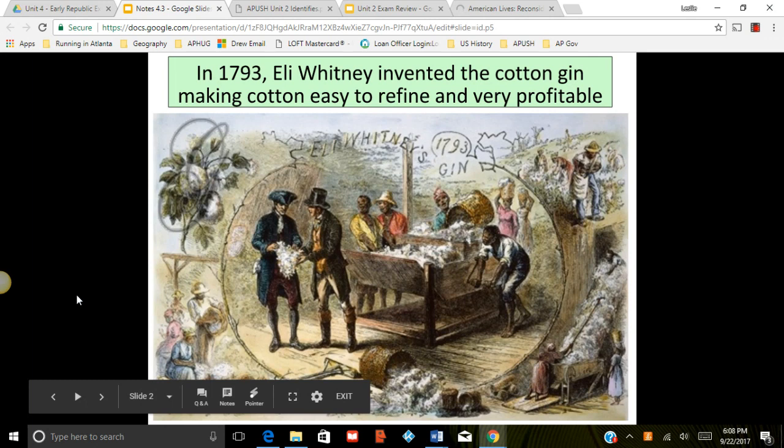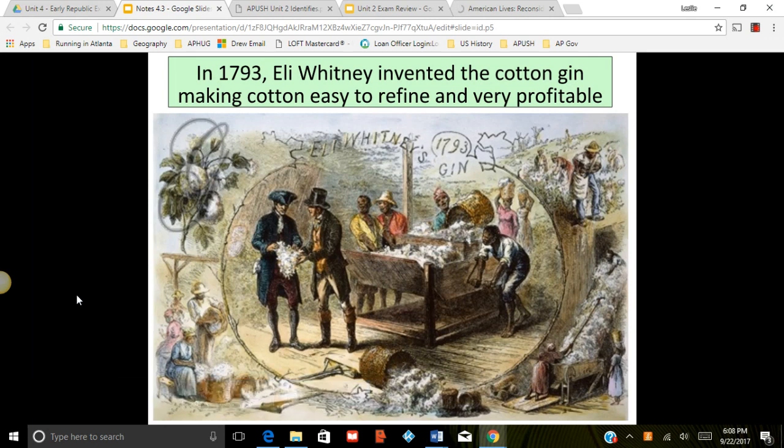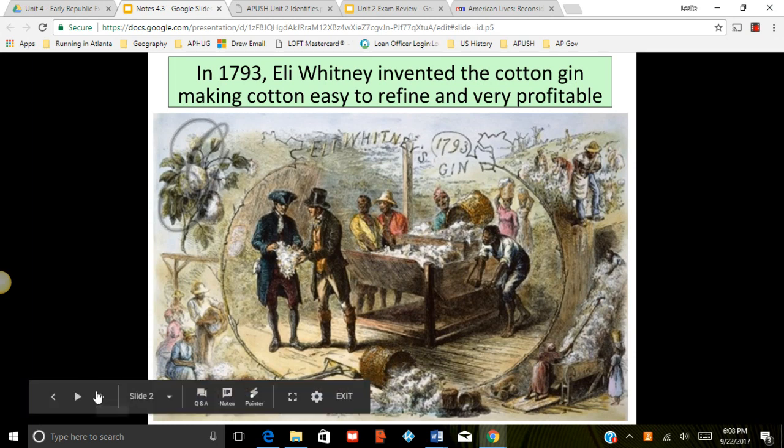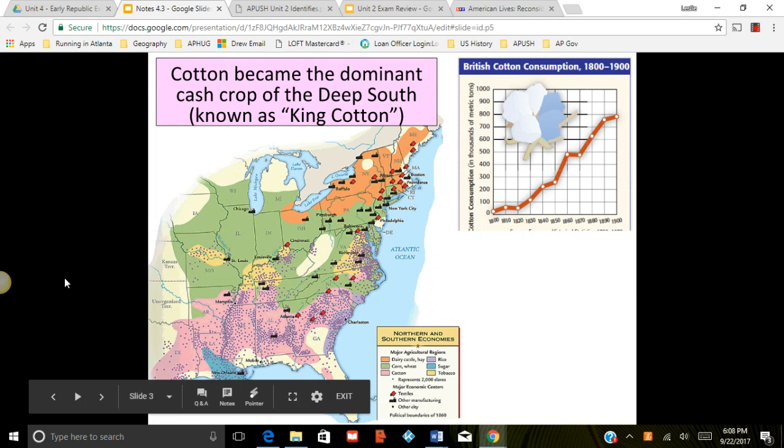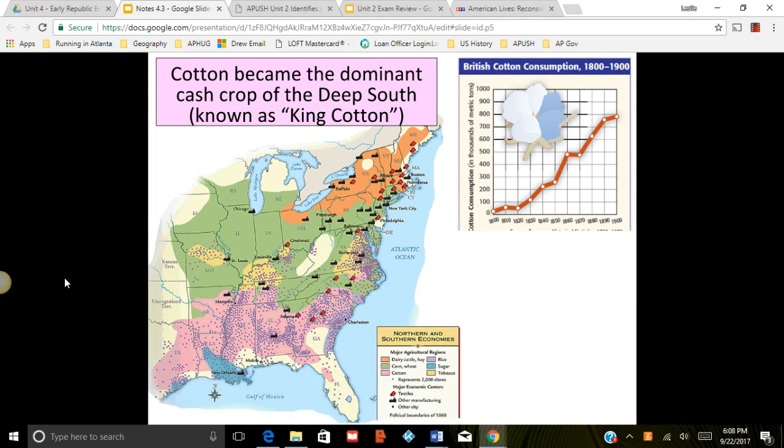So in the South, the invention that is going to revolutionize the Southern economy is going to be the cotton gin. In 1793, Eli Whitney invents the cotton gin, which makes it much easier to refine and process cotton. So removing the seeds from the cotton, essentially, which before the cotton gin was a very labor-intensive, very expensive process. After the cotton gin, it is much, much simpler. Cotton became the dominant cash crop of the Deep South and becomes known as King Cotton.